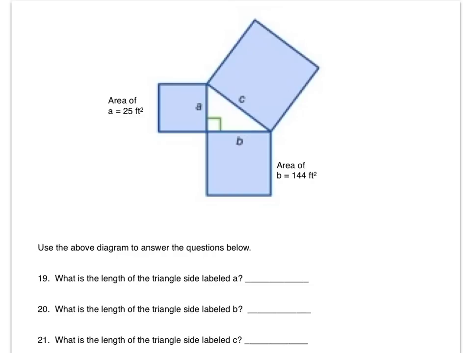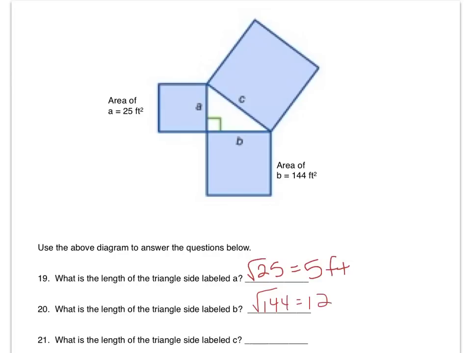The last few questions all use this diagram. So number 19 says, what is the length of the triangle side labeled A? Well, if we know the area of this whole square is 25, then we can find the side length by taking the square root of 25, which is 5 feet. What is the length of the triangle side labeled B? Well, it's the same thing. We're going to take the square root of the area, and that'll give us the one side length. So it's the square root of 144, which is 12.